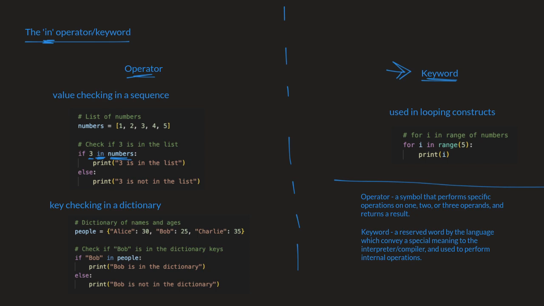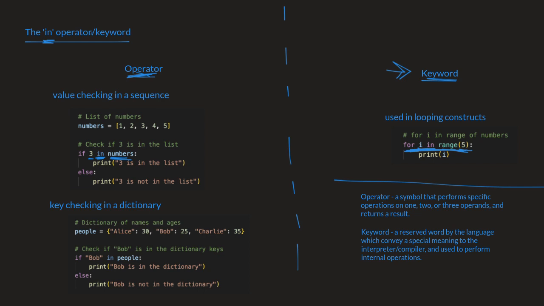A keyword is a reserved word by the language, in this case Python, which conveys a special meaning to the interpreter, or if we were using a different language like Java, maybe a compiler, and it's used to perform internal operations. On the left side, when we were looking at the operator, we were checking if the left operand is in the right operand. But when we're using in as a keyword, we want to look at the whole sequence of symbols, numbers, ranges, as one meaning. So let's go through it.